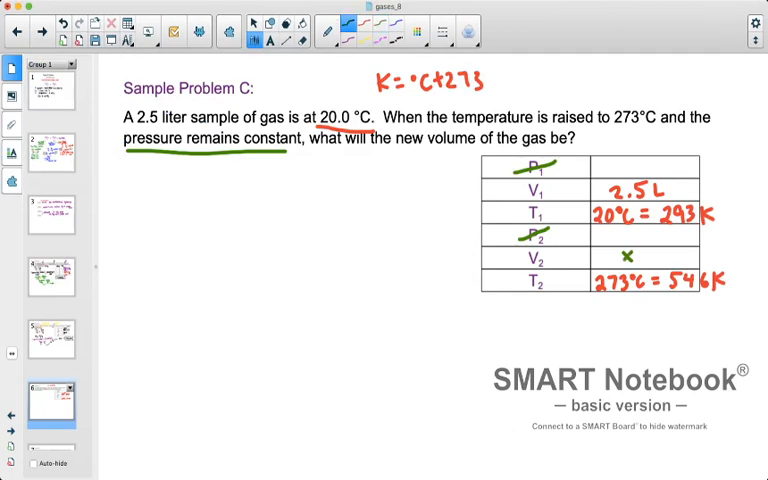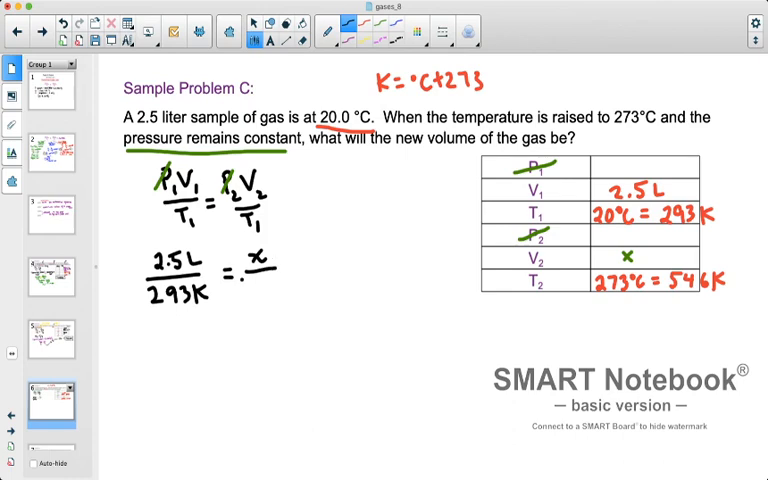Okay, so back to the 4-point rubric. I'm going to write down the combined gas law. Some of you that don't want to do the chart, that's fine. Let's just write down the equation to get the 1 point. I know from the equation that they said that pressure remains constant, so I can eliminate that from my formula. And then now I'm just going to plug in my values. So I'm going to have my volume 1 of 2.5 liters, my temperature 1 of 293 Kelvin, equal to my volume 2, which is my unknown, and my temperature 2 is 546 Kelvin.